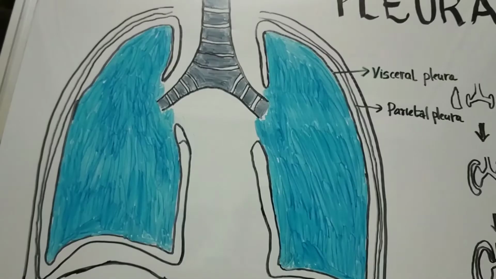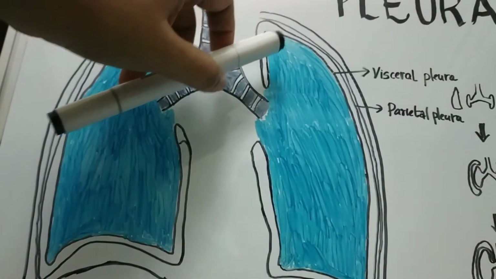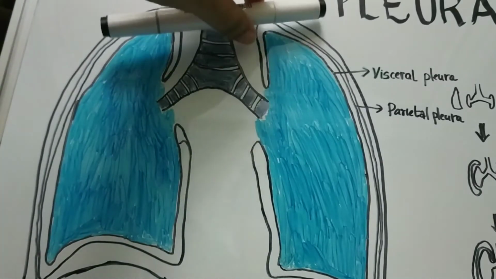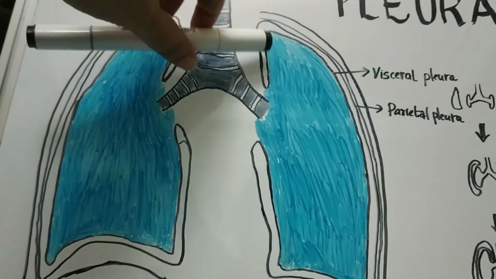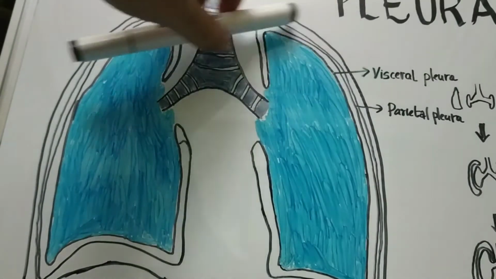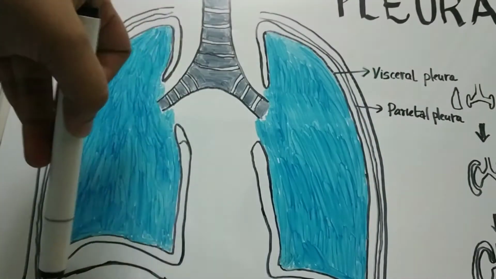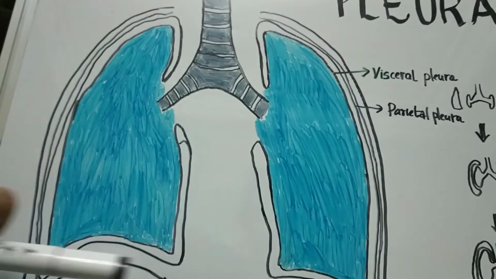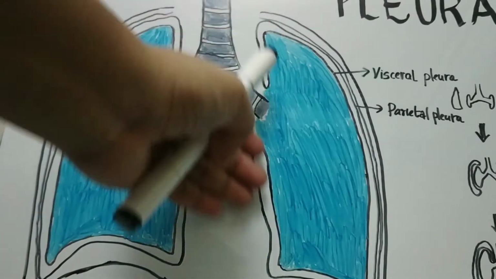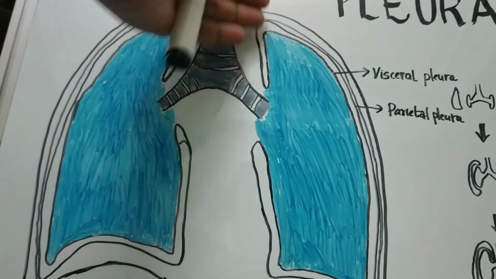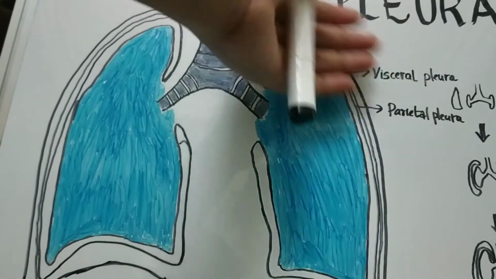First we will discuss the parietal pleura, the outer pleura, which is thicker. It has four parts. The upper part is called the cervical part, the dome shaped part of the pleura which covers the apex of the lungs. Next is the diaphragmatic part, which covers the outer surface of the diaphragm. Next is the mediastinal part, which covers the lateral aspect of the mediastinum, and also the costal part.